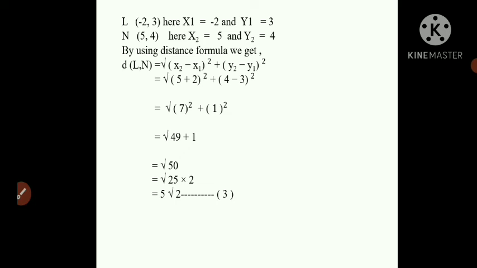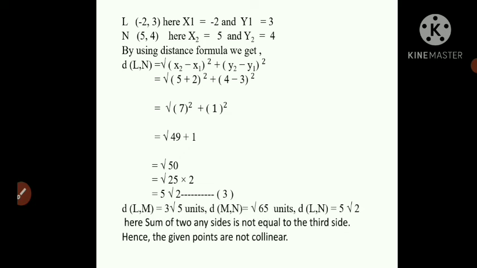Now see here, first the distance of LM was 3 root 5 units. Distance of MN is root 65 and distance of LN, that is from the third, is 5 root 2. You can see here the sum of any two sides is not equal to the third side. Hence the given points are not collinear.